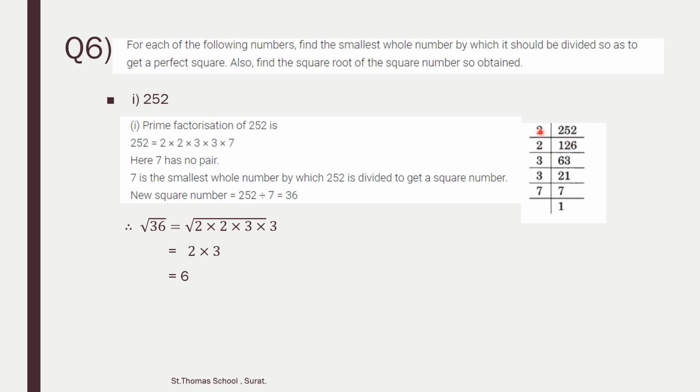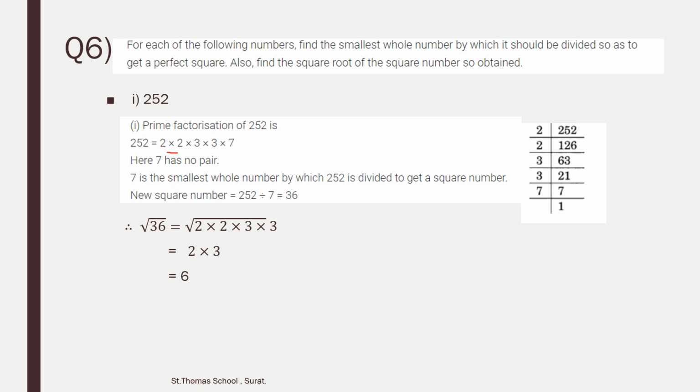First one, 252. First you have to find the prime factorization. So 252 divided by 2, that is 126. Again divide by 2, 63. Divide by 3, that is 21. Divide by 3, that is 7. 7 divided by 7, that is 1. So the prime factorization of 252 is 2 multiplied by 2, 3 multiplied by 3 and multiplied by 7. And you have to pair it and check.